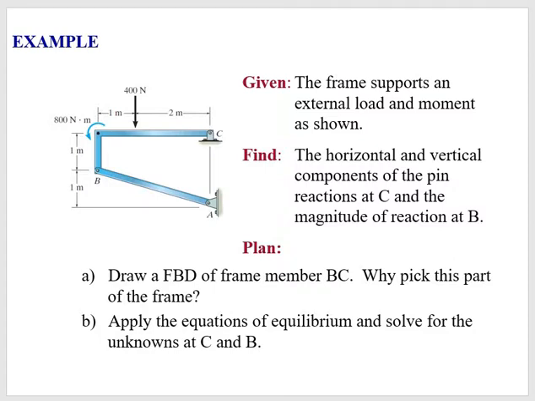So the frame supports an external load, this 400 Newton force. We want to find the horizontal and vertical components at C and the magnitude of the reaction at B. So the first thing I want to do is draw a free body diagram, just BC. I'm not going to be able to solve this based on these both being pin connections, and then I'm going to apply the equations of equilibrium to solve for the unknowns at C and B, hopefully.